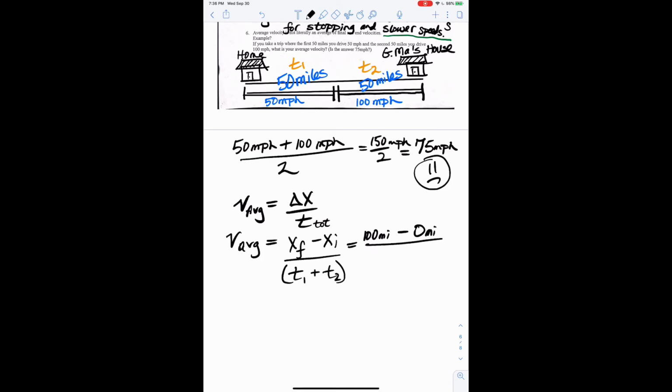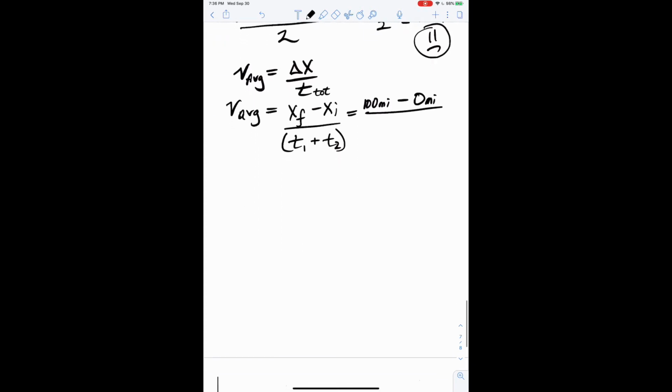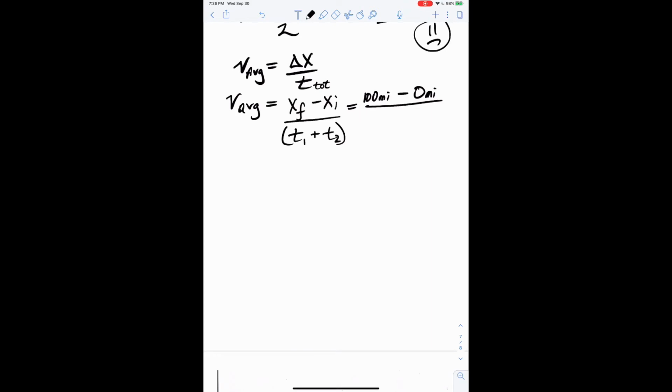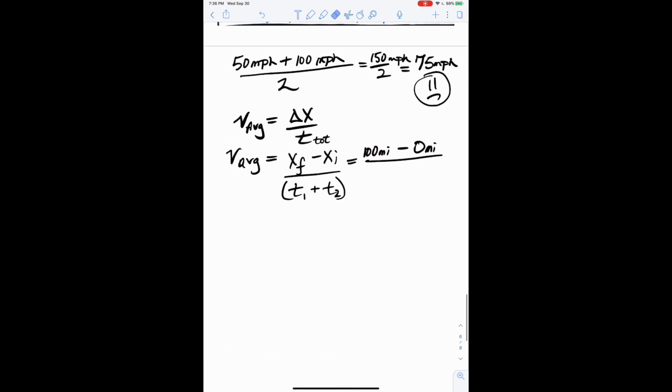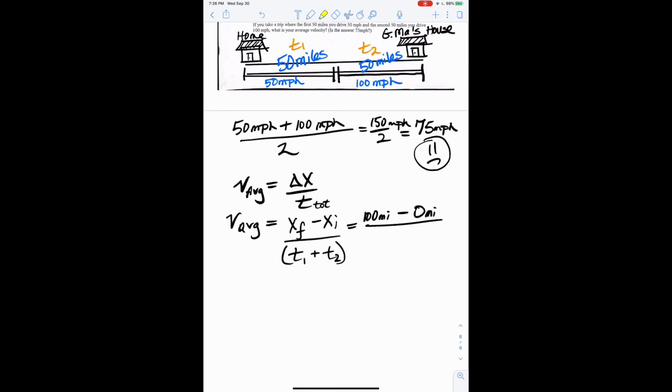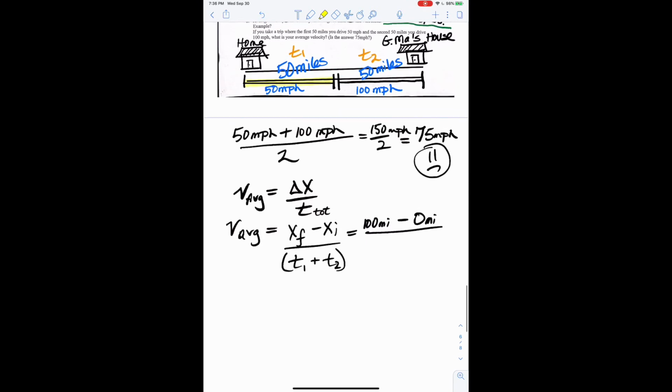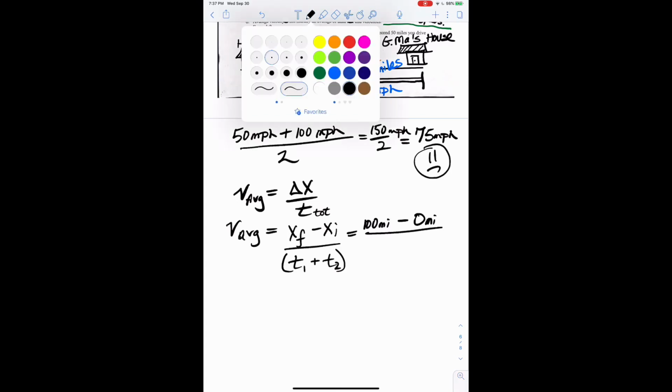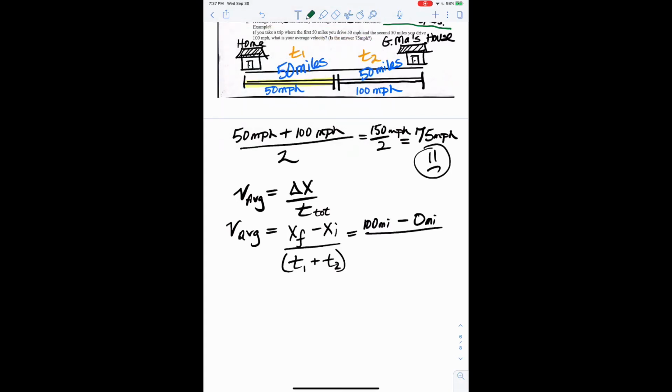And then what are T1 and T2? Well, we're going to have to solve that, right? Or we can just think about this logically. I don't want to hit you with another equation. If you travel this segment right here, 50 miles per hour for 50 miles, how long does that take? And you should be sitting there saying 1 hour. All right, so we know that this is 1 hour.